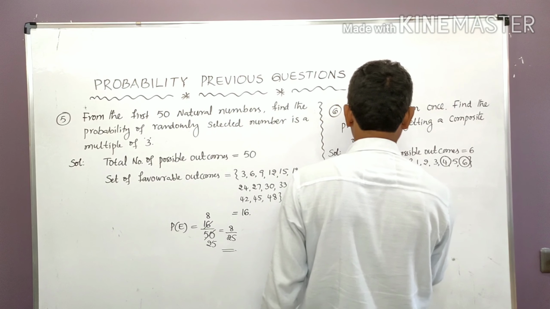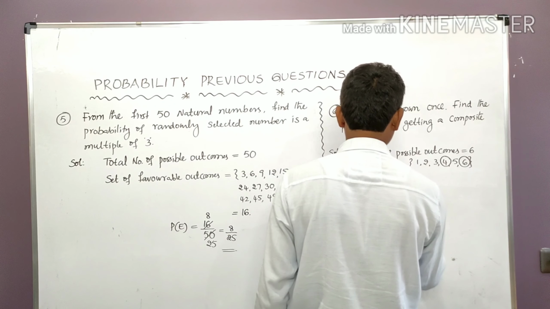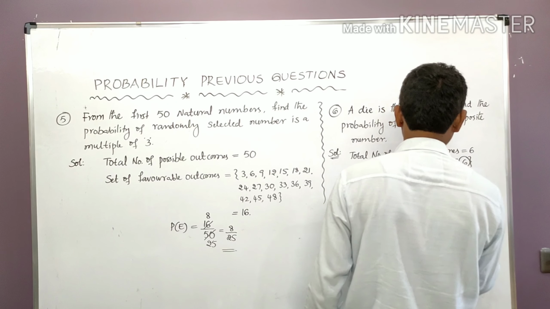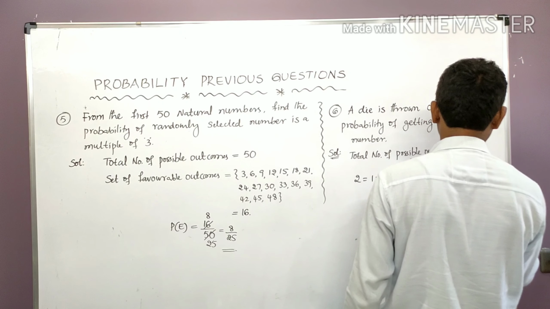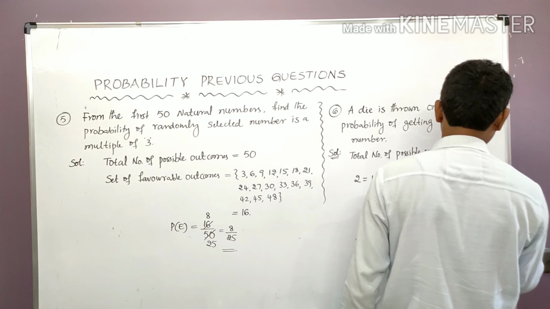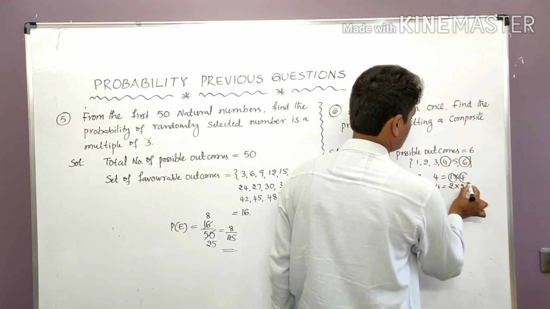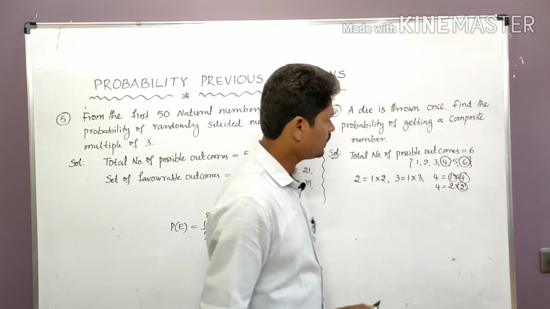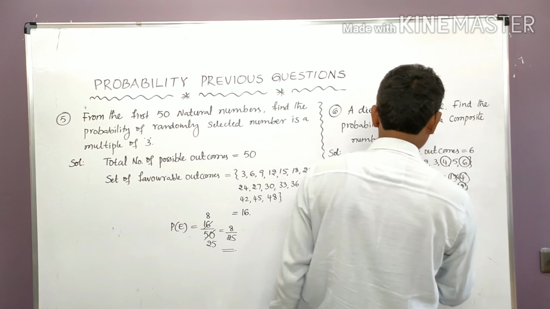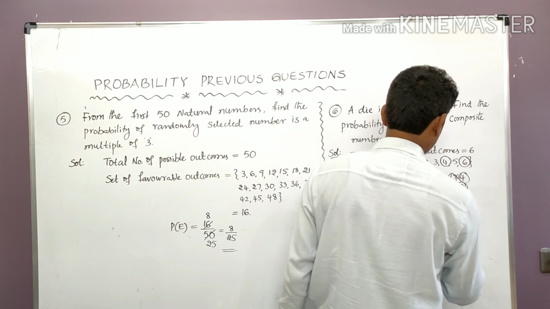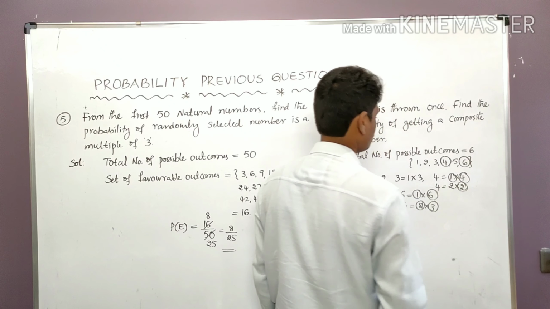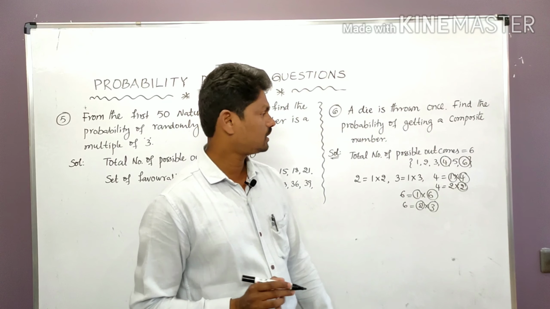If you take 2, it can be written only as 2 equals 1 into 2. So 3 is equal to 1 into 3. But 4 can be written as 4 equals 1 into 4, and also as 2 into 2. So it has totally 3 factors. In the same way, 6 equals 1 into 6, and 6 equals 2 into 3. It has 4 factors: 1, 2, 3 and 6. So 4 and 6 are the composite numbers here.